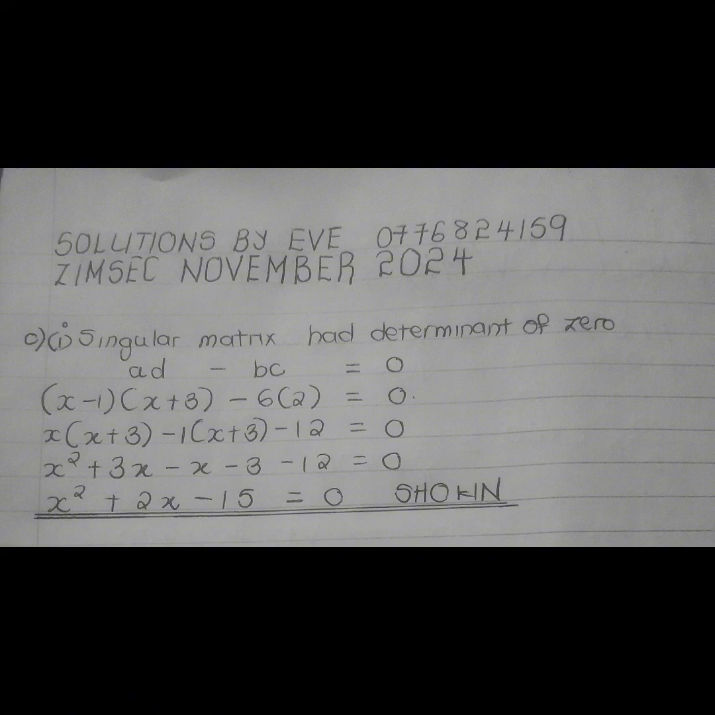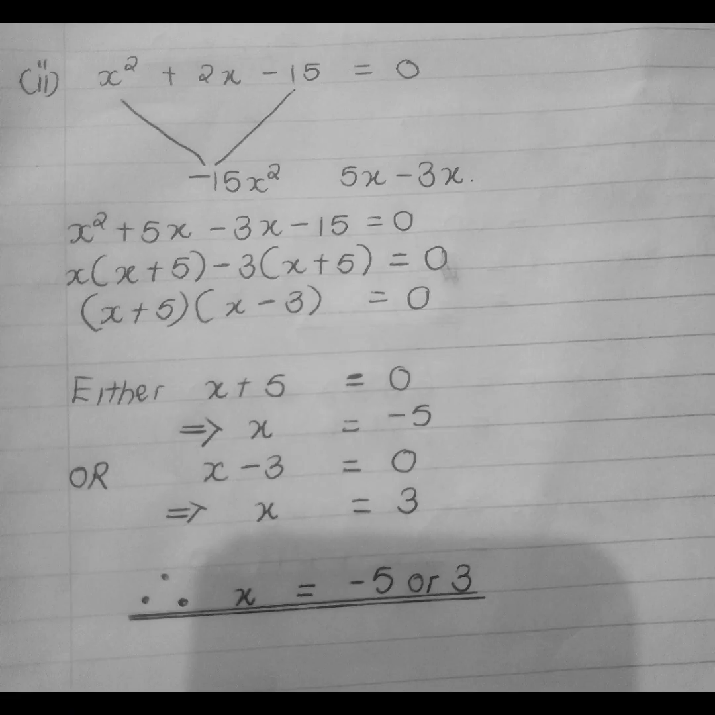And then the second part, it is saying x squared plus 2x minus 15 is equal to 0. So what we are going to do here is that we need to factorize this trinomial. X squared times minus 15, we get minus 15x squared. And then we look for two factors of minus 15x squared, which when we add, we get 2x. So we have 5x and minus 3x, right? We are going to write 2x as 5x minus 3x, right? So we factorize in groups.